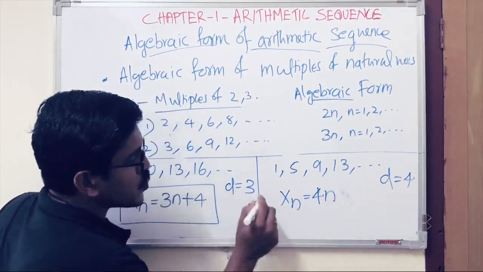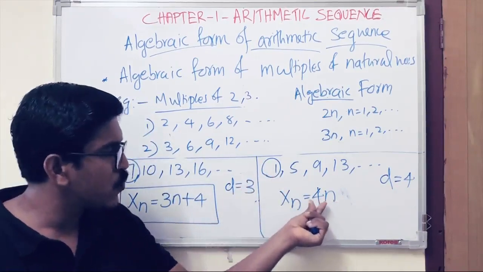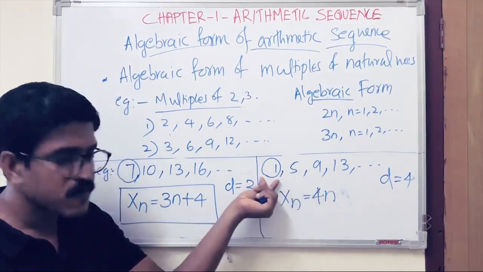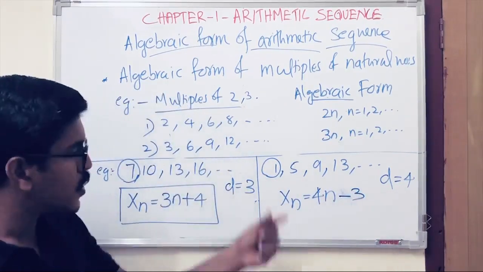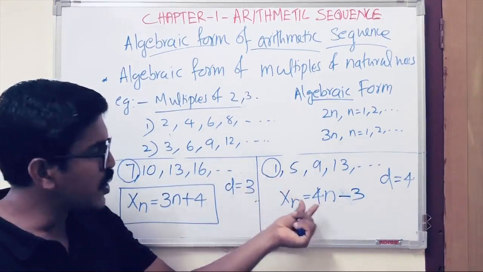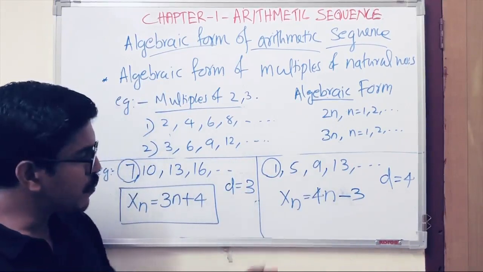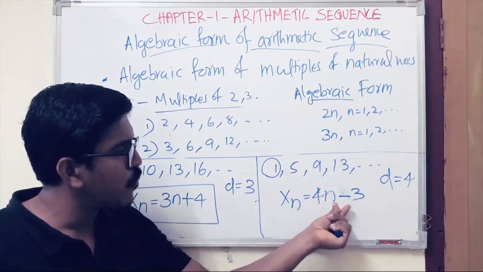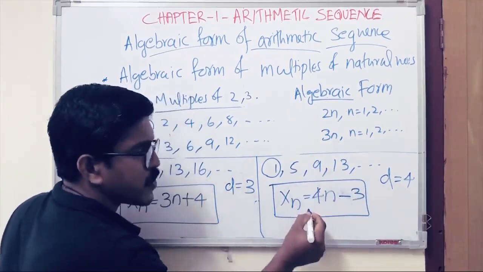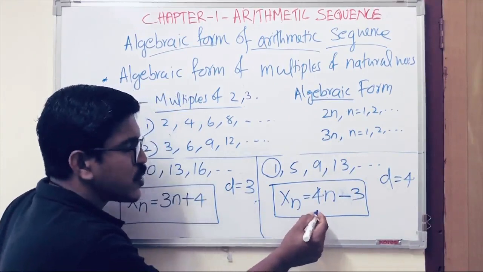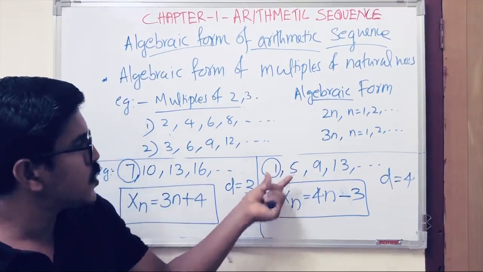And now we need to check the first term. Here the first term is 1. So if you are putting n equal to 1, 4 will come. We need the first term as 1, so we need to subtract 3. Then only we get the first term as 1. If you are putting n equal to 2, 4 into 2, 8. 8 minus 3, 5 will come. If you are putting n equal to 3, 4 into 3, 12 minus 3, 9 will come. So in this way we can construct all the terms from this general form. So this is the algebraic form of this particular sequence.